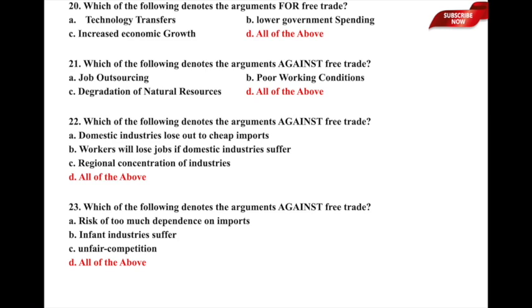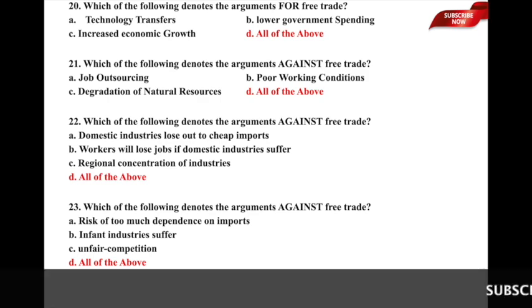Let us now move to the next question, which is talking about the arguments against free trade. So the question is, which of the following denotes the arguments against free trade? The first is job outsourcing, second is poor working conditions, third is degradation of natural resources, and fourth is all of the above. So what can be the possible arguments against free trade? Because of free trade, a lot of jobs are outsourced, so in domestic terms we are losing out on jobs. B is poor working conditions, C is degradation of natural resources, that is a harmful impact of free international trade on natural resources, and D is all of the above.